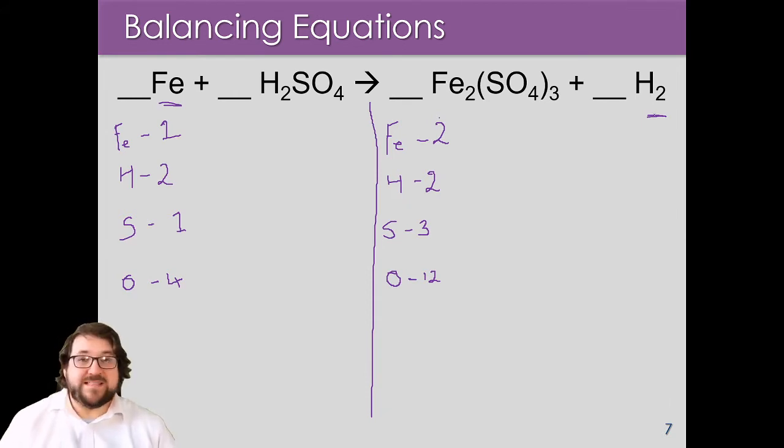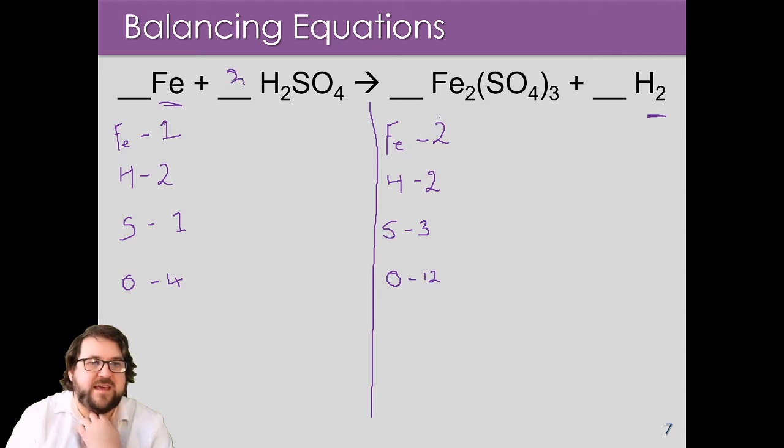My next rule is that I'm basically going to try and balance the biggest disparity first. So in this case, that is the fact that I've got 12 oxygens on the right-hand side and only 4 on the left-hand side. So if I've got 4 on the left-hand side and 12 on the other side, then I can already see that I'm going to need 3 of these. So if I have 3 H2SO4s, then I'm going to have 12 oxygen atoms.